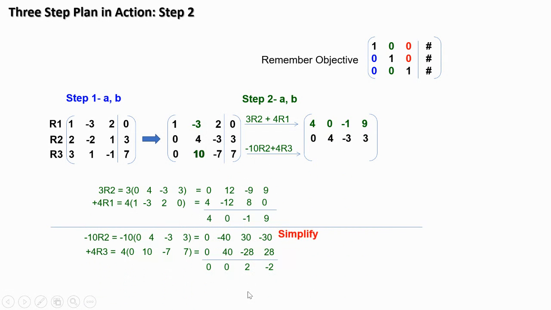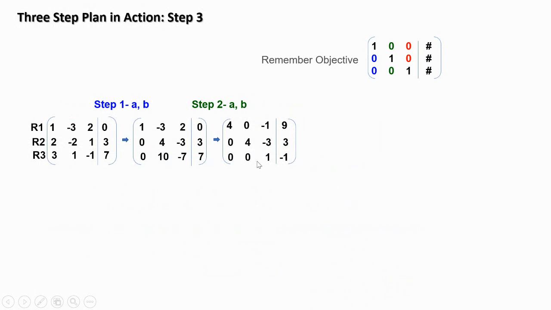And we always simplify to make it easier, because we want this to be a 1. So we divide everything by 2. So this is my new row 3. Okay, and again, step 2 is already executed because the second column on the first row and third row are already zeros. Now let's go to step 3.